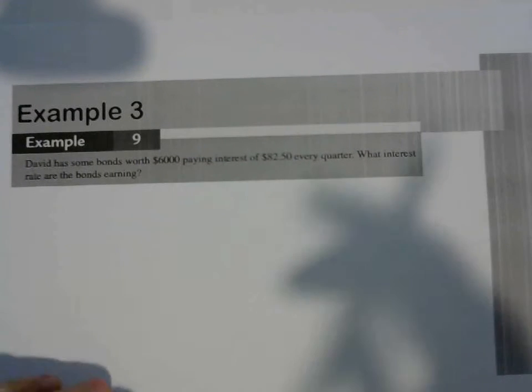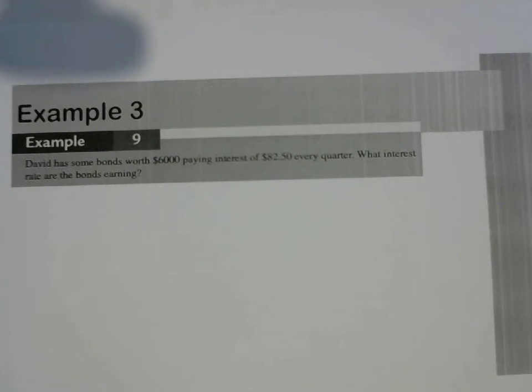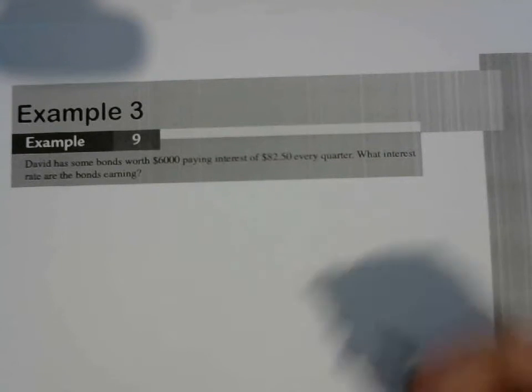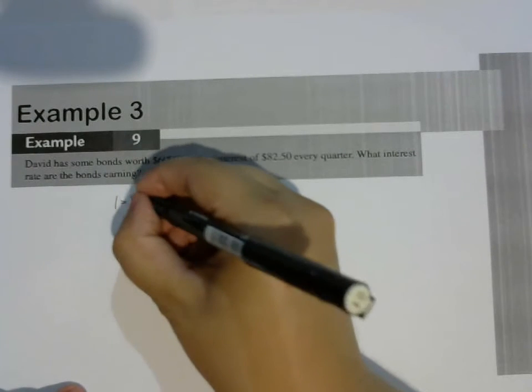Here's my question. David has some bonds worth $6,000 paying interest of $82.50 every quarter. What interest rate are the bonds earning? I'm going to start with my rule. I equals PRN.